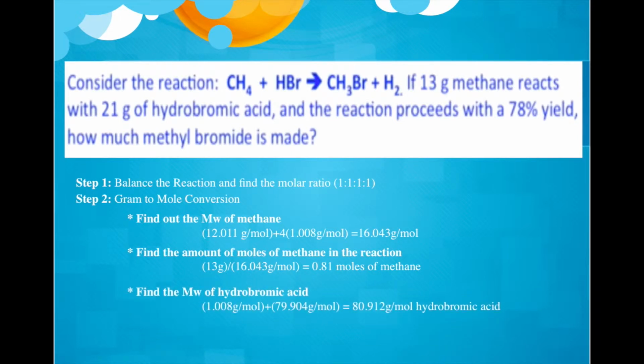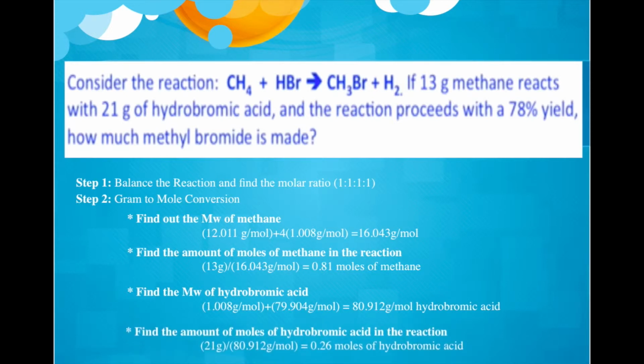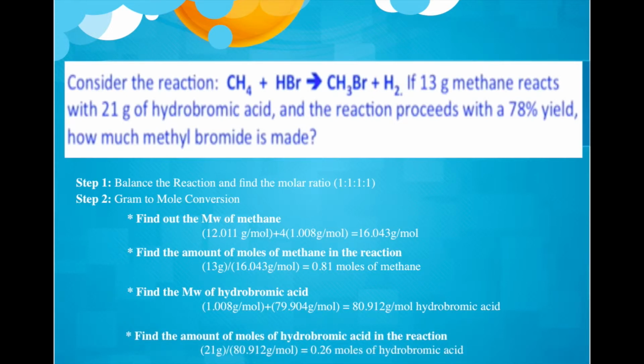Now you must find the molar weight of hydrobromic acid, which is 80.912 grams per mole. Use this, like we did before, to find the amount of moles, which will give you 0.26 moles of hydrobromic acid.